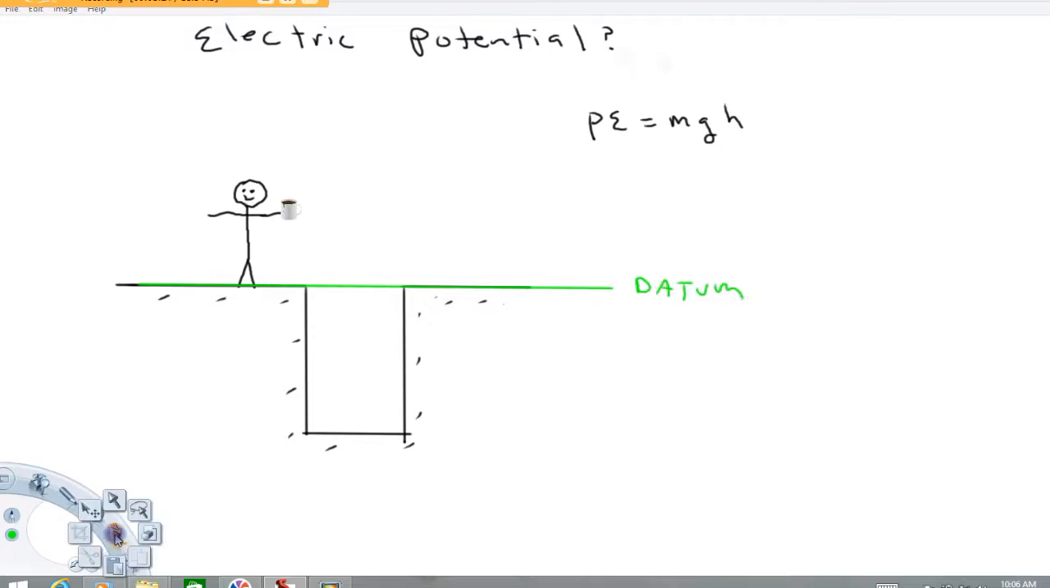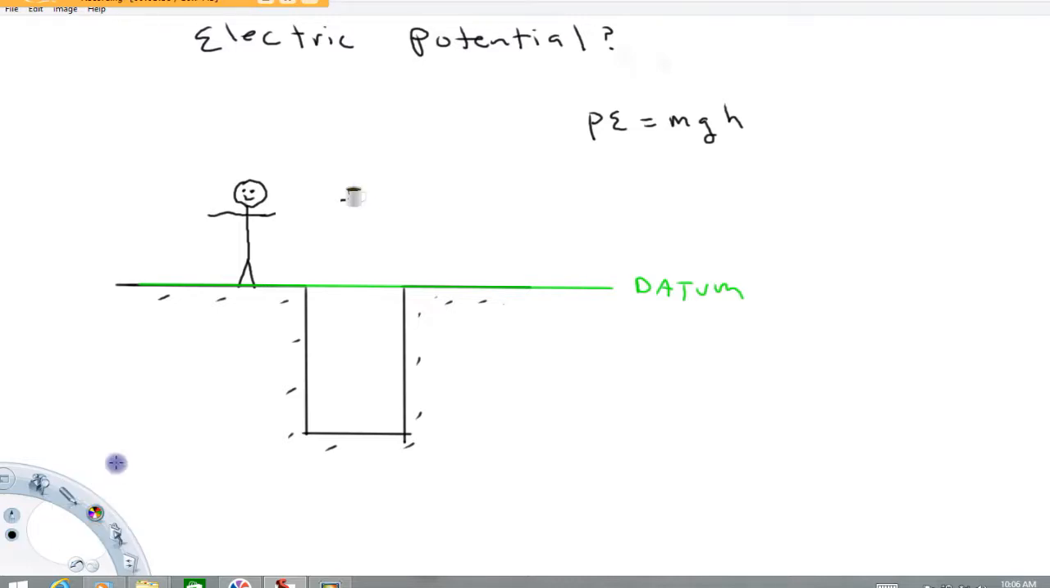Now let's chat about that cup. If it were at the datum, basically anywhere along here, we would say its potential energy is 0. If it's up here somewhere, its potential energy is some positive value, calculated by this equation. And if it's down here, maybe in the well, its potential energy is some negative value, again calculated by this equation. So I'm just going to put this cup here and let it float in space for a minute.